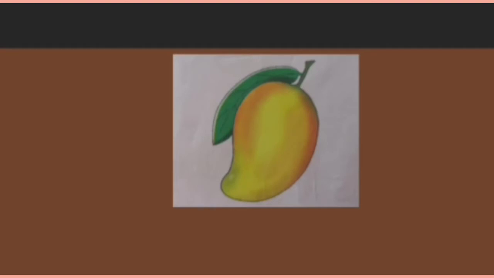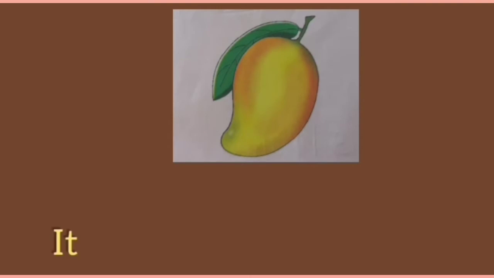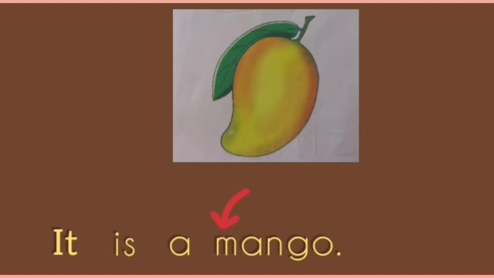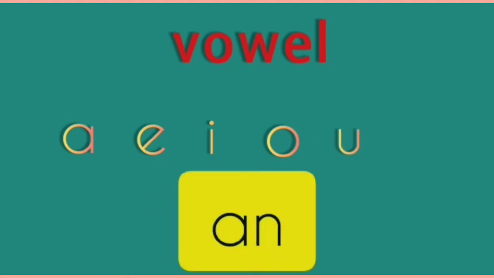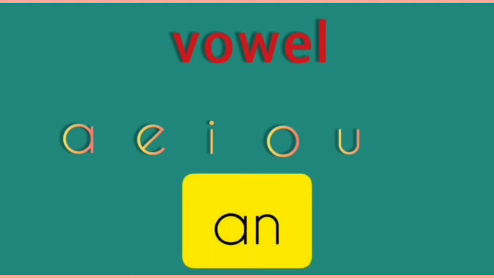Next is a mango. So the sentence shall be, it is a mango. Here we will write a mango because alphabet M is not a friend of an. So, children, when an object starts with a vowel A, E, I, O, U, we add an in a sentence because an is a friend of vowel.